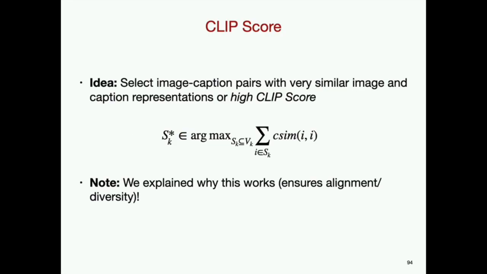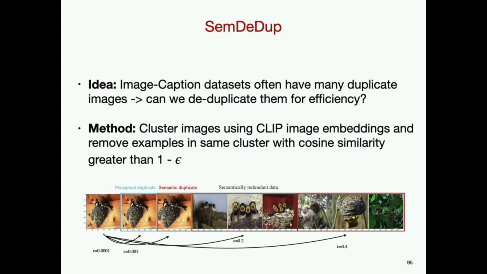There are also many heuristics we have. So clip score is one simple heuristic, and that's just looking at the similarity between image and caption representations. We explained earlier why this is a good idea and why it works so well. It ensures alignment and hence preserves the diversity in your subsets.